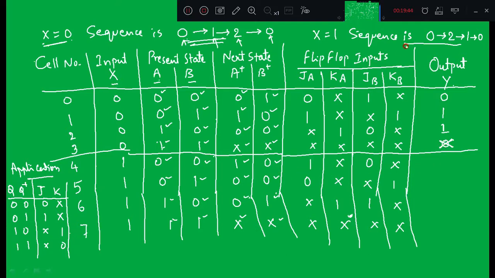Similarly, he has not said anything about this sequence, so for all the input combinations we will put 0, and for the last one it is don't care, right?